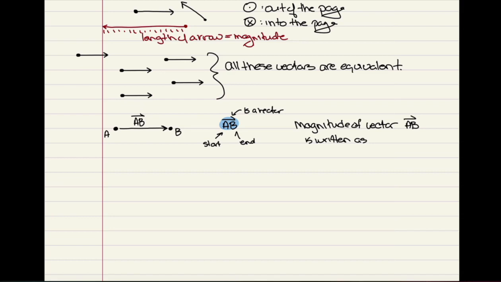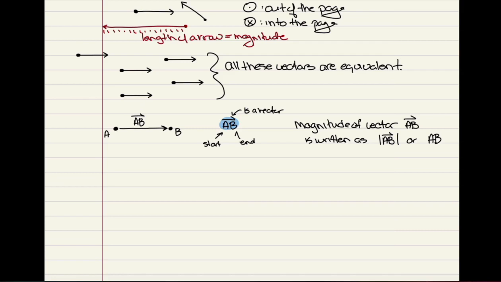If I want to talk about the magnitude of the vector, or the length of the vector, the notation that I like is to put what looks like an absolute value sign around it. So the absolute value sign is saying the length of whatever's inside, so the length of the vector AB. Or you might just see AB written without the little arrow.